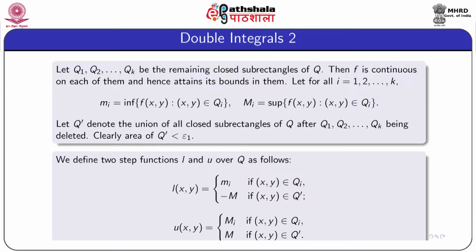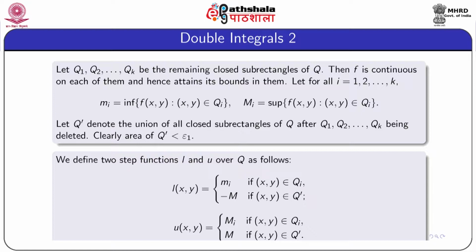Then f is continuous on each of them and hence attains its bounds in them. Let for every i in 1 to k, small mi and capital Mi denote the infimum and supremum of f(x, y) when (x, y) is in Qi. Let Q' denote the union of all closed subrectangles of Q after Q1, Q2, ..., Qk being deleted. Clearly, the area of Q' is less than epsilon 1.